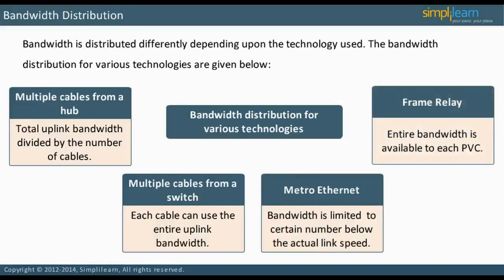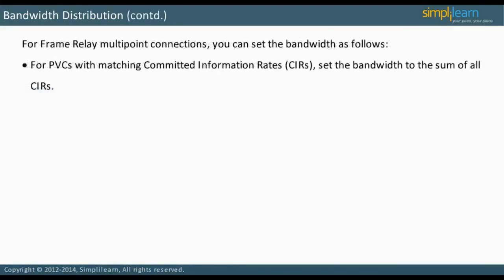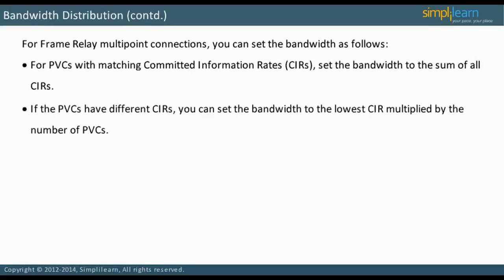Let us look at Frame Relay. One PVC is configured for each destination, and there can be multiple PVCs for each physical port. The entire bandwidth is available to each PVC. Let us continue our discussion on bandwidth distribution. For PVCs with matching committed information rates, CIRs, configure the bandwidth to the sum of all CIRs. If the PVCs have different CIRs, configure the bandwidth to the lowest CIR multiplied by the number of PVCs.